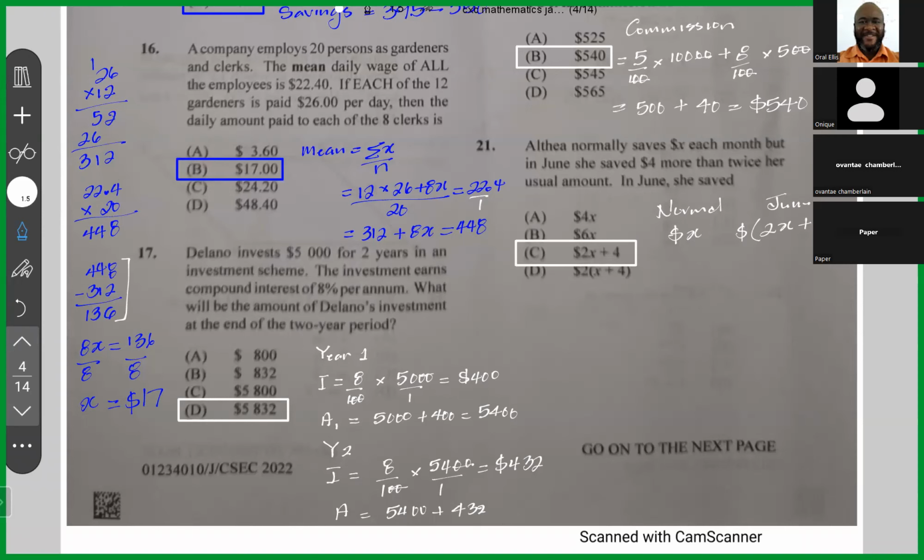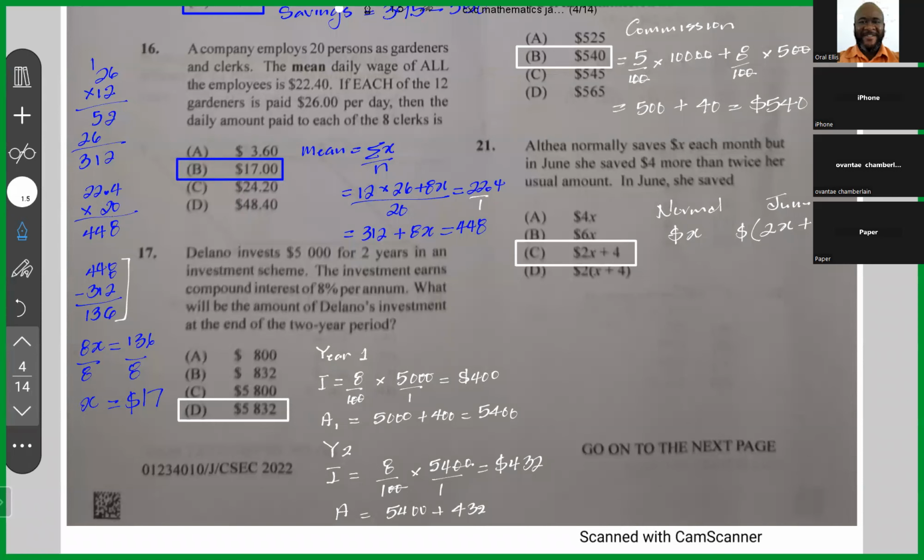So in year 1, the interest on the $5,000 is 8%. So in year 1, the interest is $400. Then with compound interest, at the end of the year, the interest is added to the principal. So at the end of year 1, the amount of money that is owed to Delano, the amount accruing, is 5,000 plus the 400.